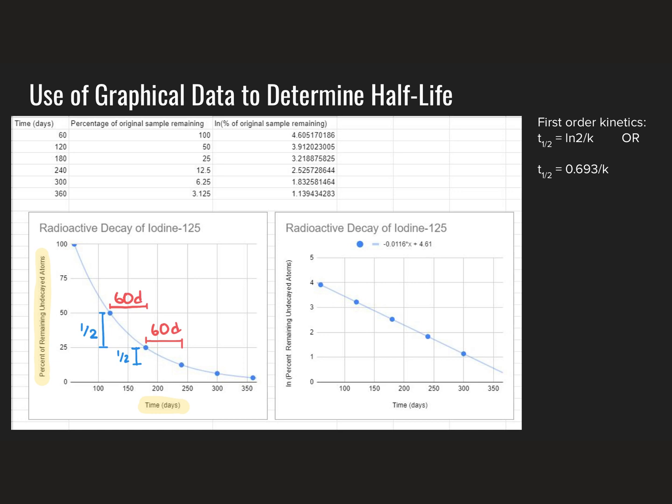Likewise, we can also get some useful information out of the graph on the right-hand side, in which we've graphed the natural log of the percentage of undecayed atoms remaining versus time. You'll note that this graph yields a straight line, which again is a characteristic of first-order kinetics. Recalling from first-order kinetics that the slope of that graph is minus the rate constant k, I can derive the rate constant by looking at the best fit line for that straight line graph.